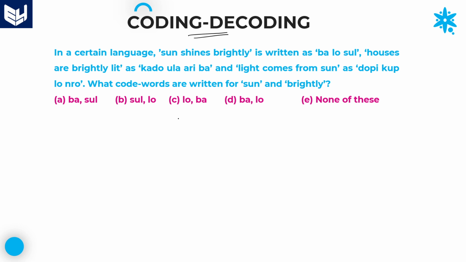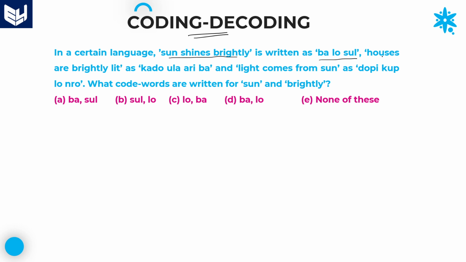In coding and decoding, I will explain some different models of problems, that is message workouts. Here, message workouts means some certain sentence will be given, and based on that sentence, some codes will be given. Here, "Sun shines brightly" is a sentence. For this sentence, it is written as B-A-L-O-S-U-L. But we don't know exactly what sun represents, what shines represents, what brightly represents.